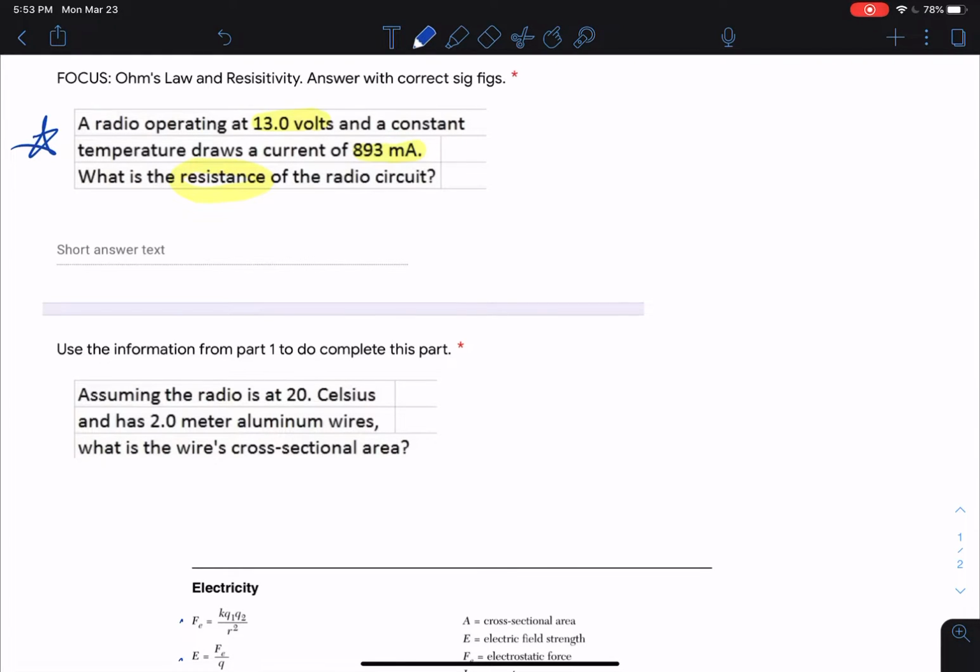Okay, so I'm just going to make a little note of what we know. So we know voltage is 13 volts. We know that current is 893 milliamps, and we want to solve for resistance. So we're going to have to look at the reference table and see if there's an equation that relates voltage, current, and resistance. So I'm going to scroll down here.